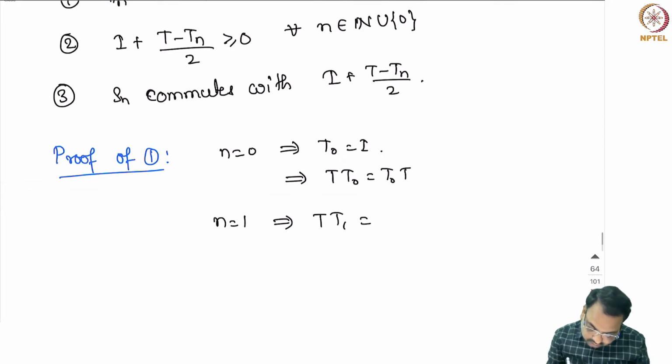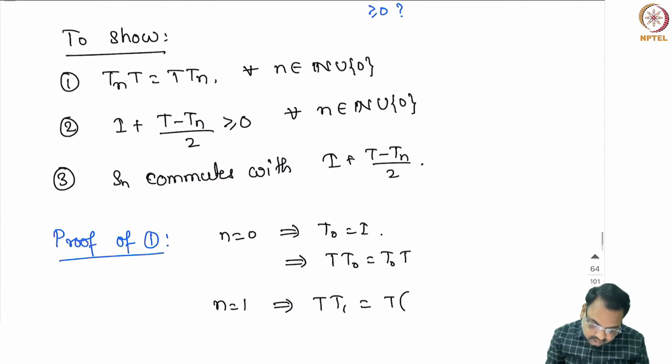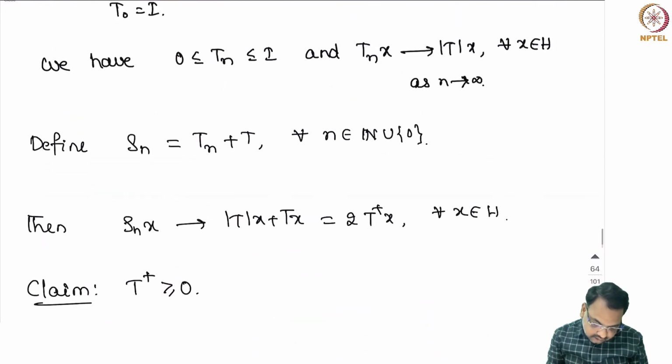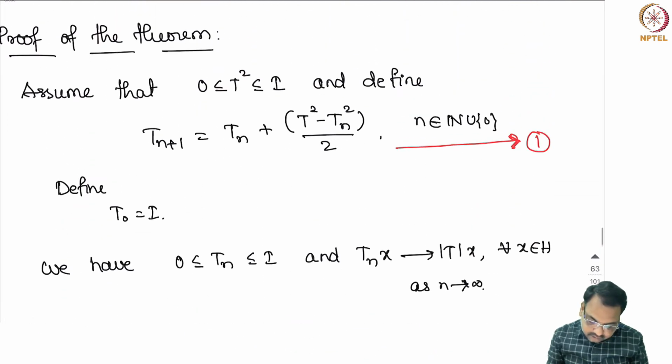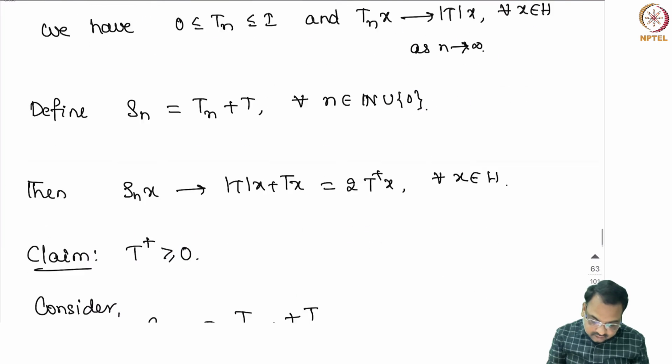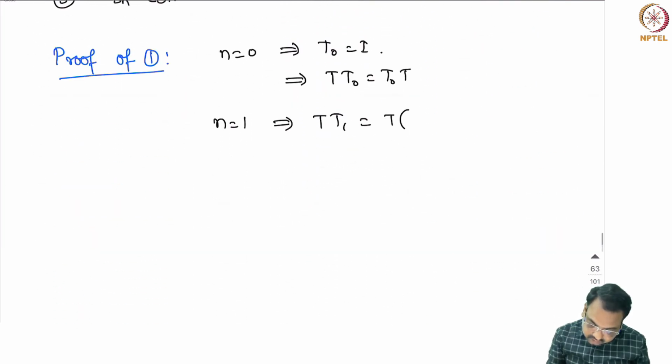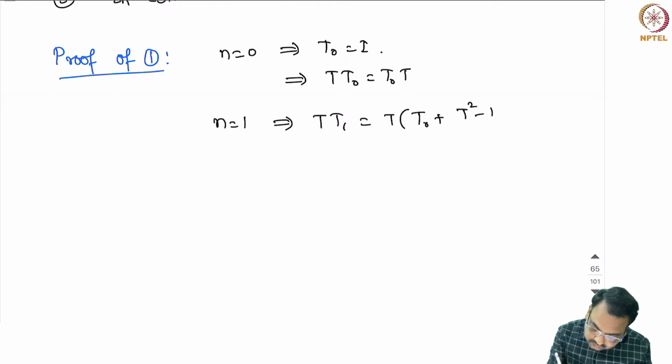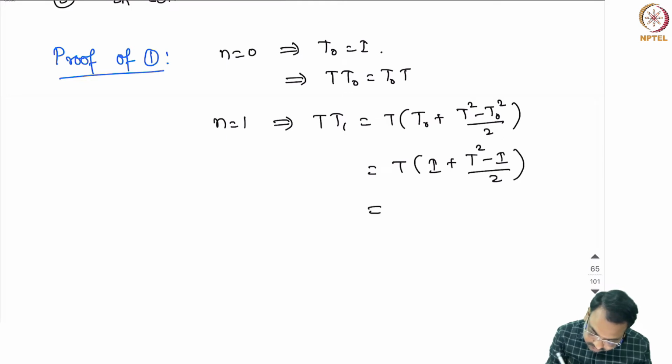T1, by definition, is T0 plus T squared minus T0 squared, divided by 2, but T0 is the identity. So this is T0 plus T squared minus T0 squared by 2. This is T into identity plus T squared minus identity by 2. This is T plus T cubed minus T by 2.